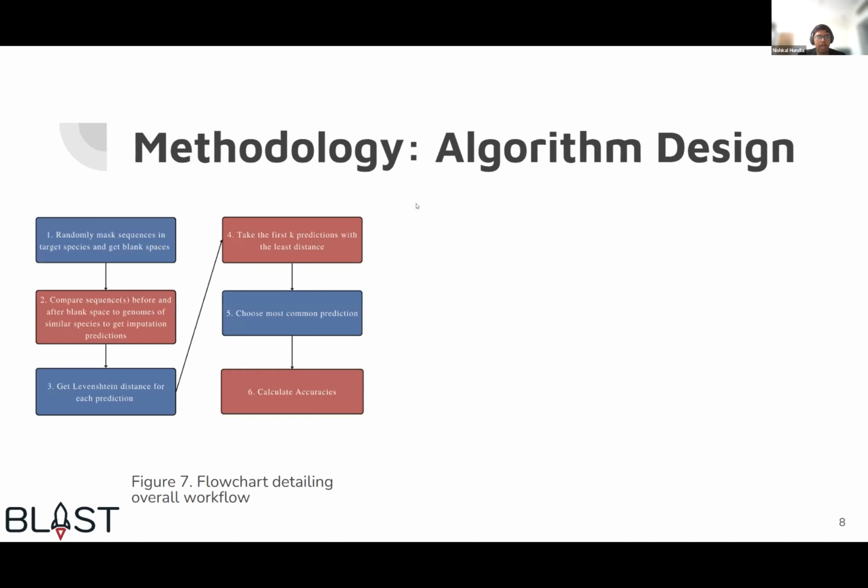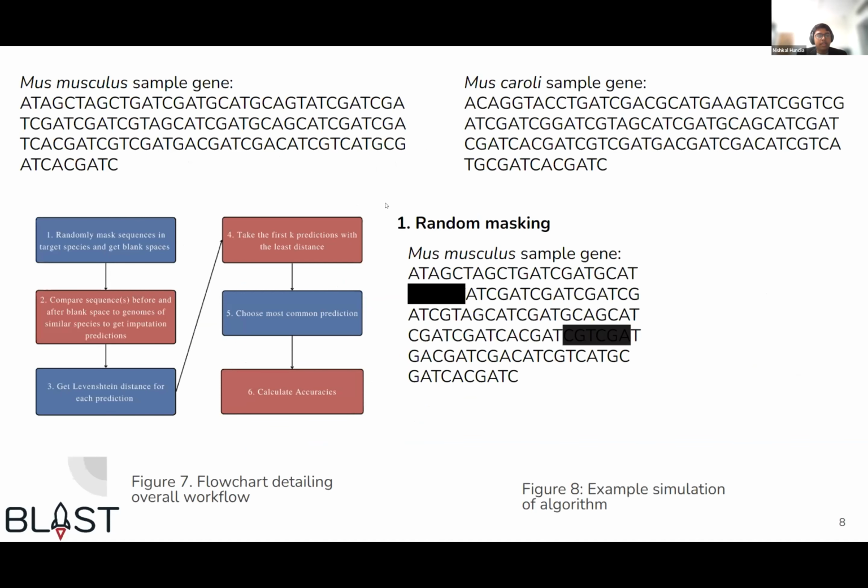Now let us see how the algorithm actually works. We have this flowchart here, which we'll be following in order to see step by step how we actually predict values. So let's take an example.